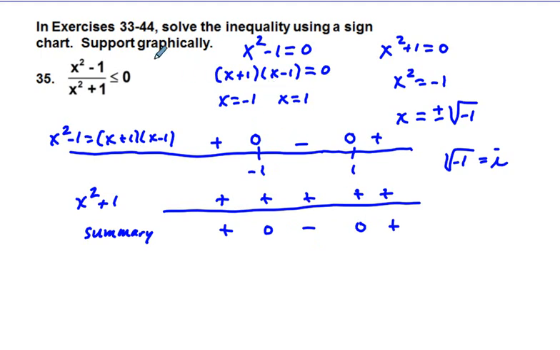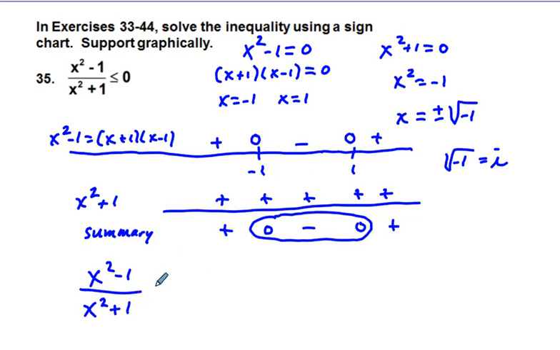And so where do we want to see less than or equal to? Well, we see less than or equal to right here. And I'm encircling the zeros as well. And so as a summary statement, we would conclude that x squared minus 1 over x squared plus 1 is less than or equal to 0 on the interval between negative 1 and 1.